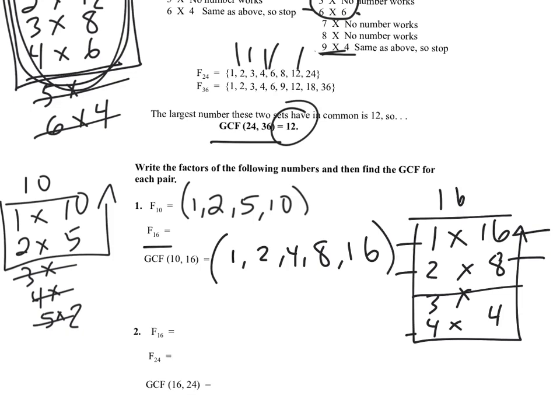And so my greatest common factor of those, the only one they have in common actually, is 2. So that's my greatest common factor. Okay? And that's what I do there.